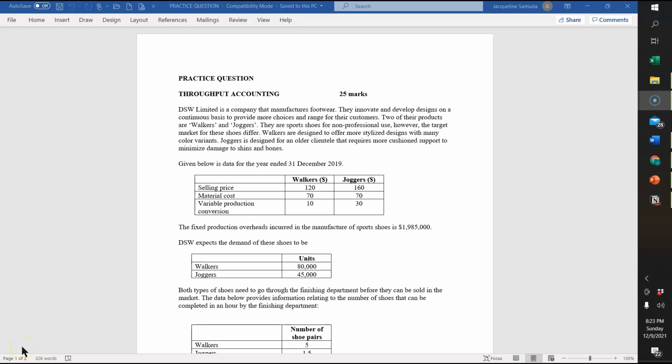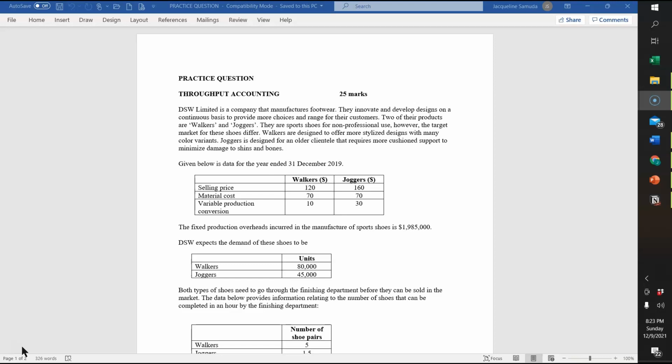So having gone through the PowerPoint, looking at the various principles associated with throughput accounting, we're now going to see how to apply these same principles to this question.